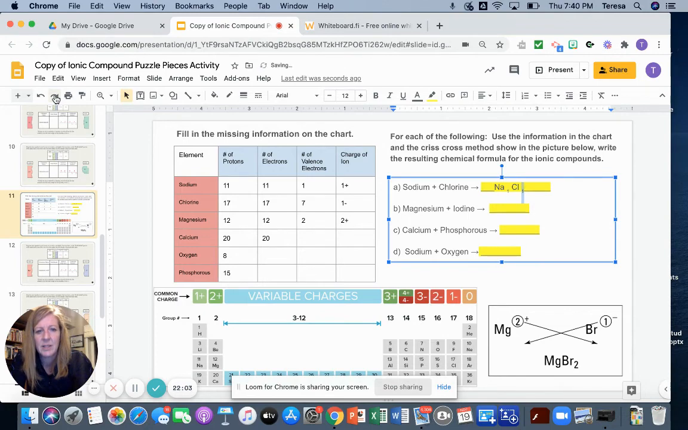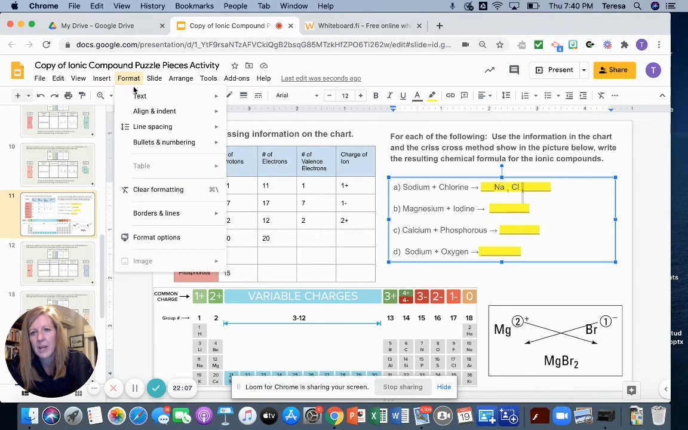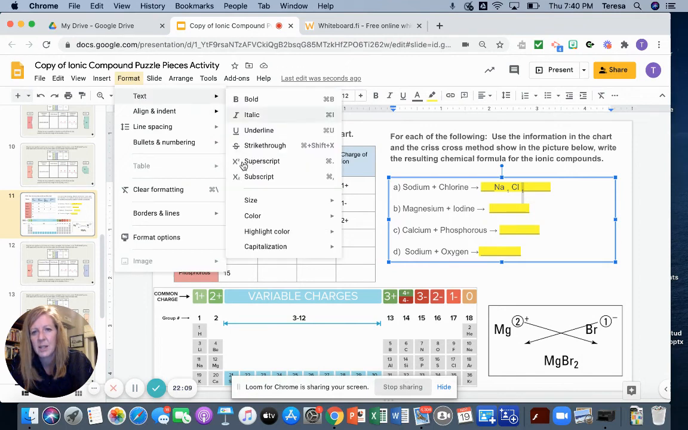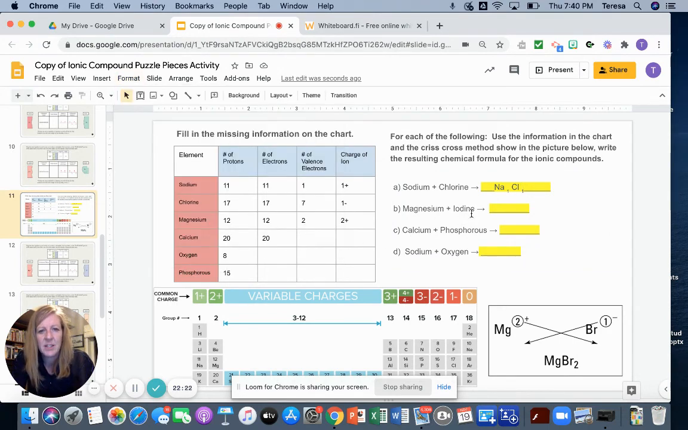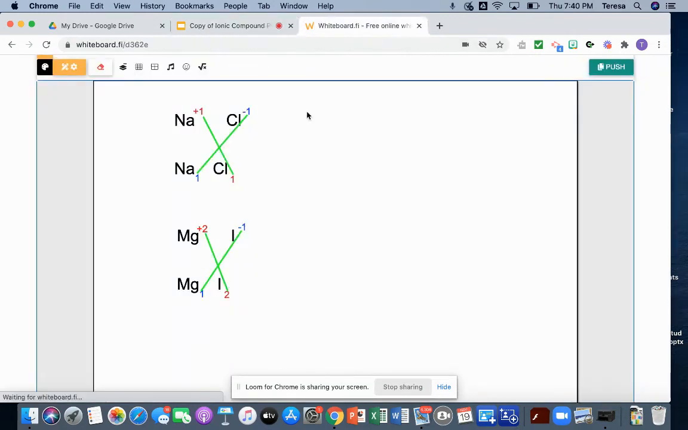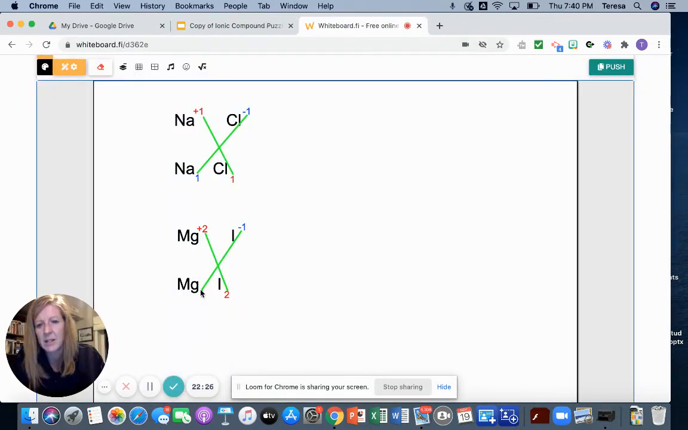So I did that with the other one as well. Again, you go to Format Text and then go down to Subscript. That's how you create them, and you just highlight the numbers that you actually want to make subscripts. Then I'll go back. Magnesium iodine, right? That was my second one here. So it was a 1-to-2 ratio.